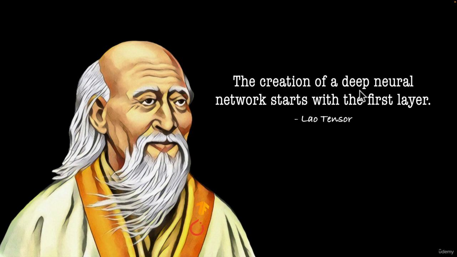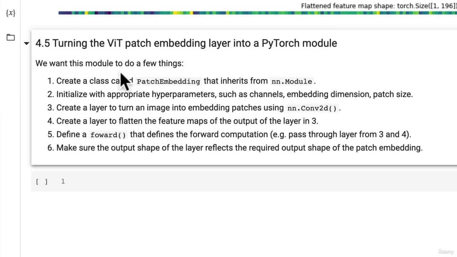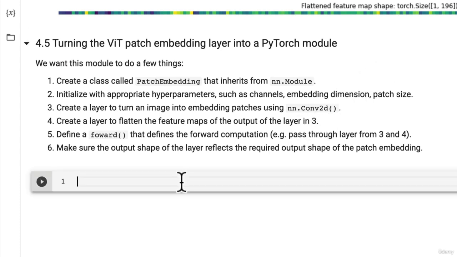And so this is Lao Tensor, one of my favorite people in the world of machine learning lore. You can see he loves machine learning. He's got PyTorch and TensorFlow symbols there. Just remember, creation of a deep neural network starts with the first layer. So that's a wise quote from Lao Tensor, and that's what we're doing here. We're rebuilding ViT, and this is starting with the first layer. So give that a shot, and I'm going to continue the video in 3, 2, 1.